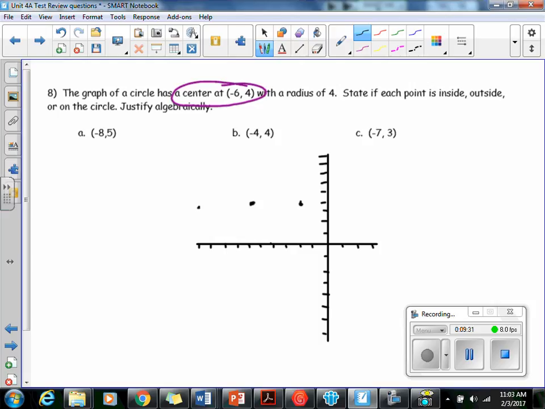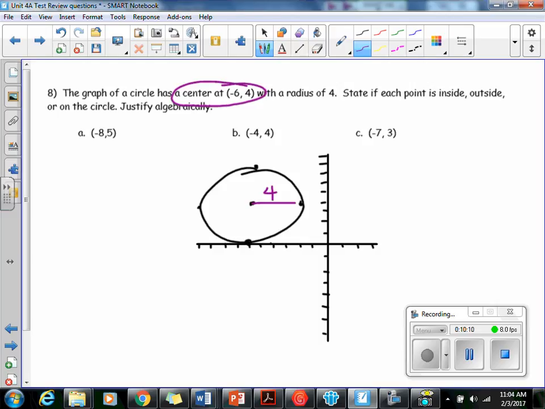4 down, 1, 2, 3, 4, and then go up 1, 2, 3, 4. So about right here. And then you just sketch in your circle. Now again, I'm just doing this freehand, so my circle is far from perfect. Just pretend that it's perfect. So if that's my circle, and my radius is 4, we really want to know if the point (-8, 5) is inside that circle, outside the circle, or on the circle.